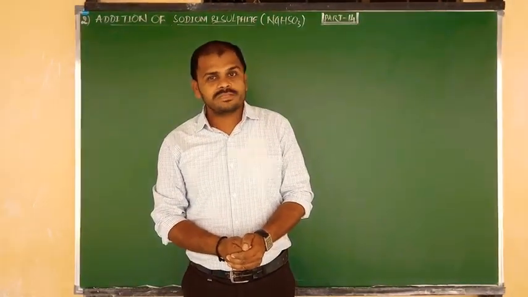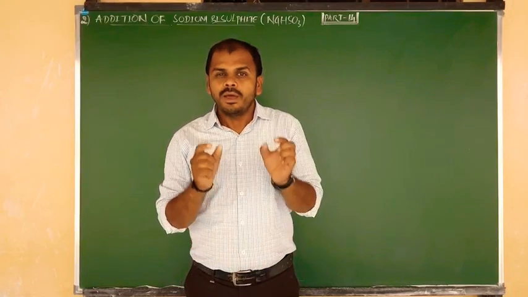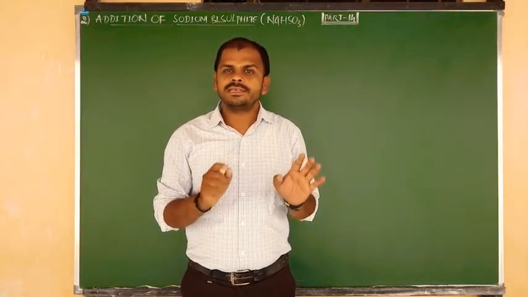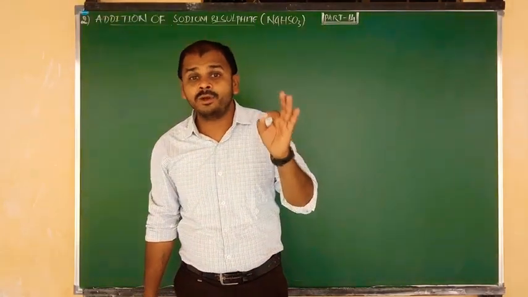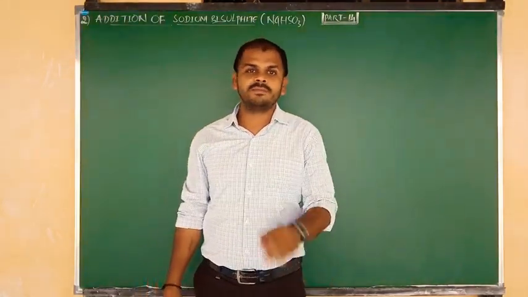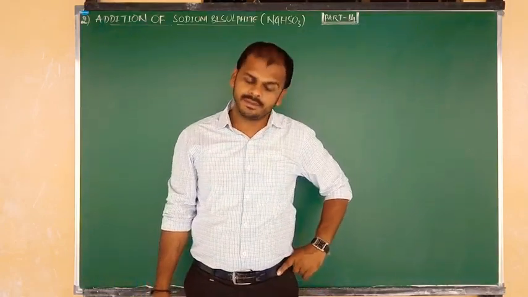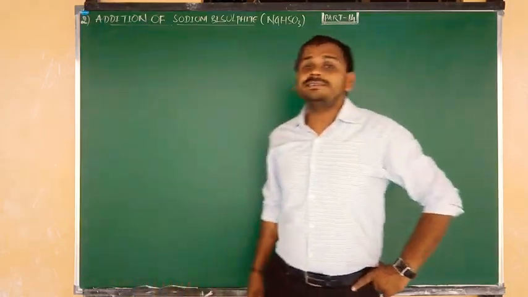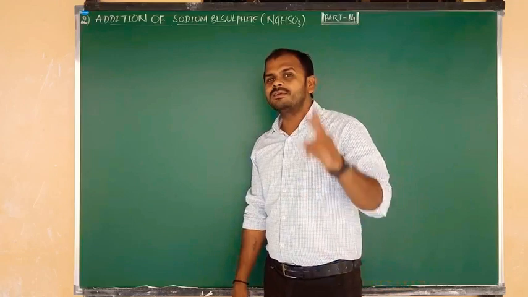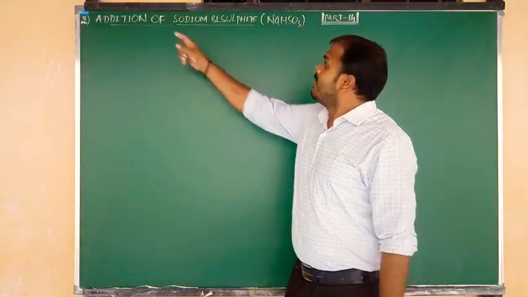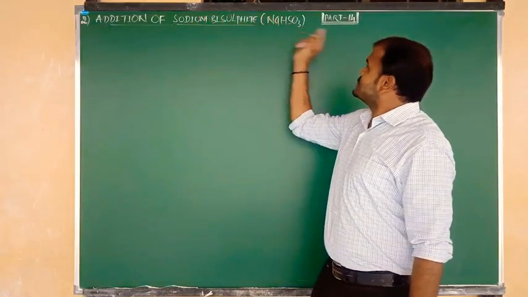In the last class we have seen the addition of HCN to aldehydes and ketones. In that case the product is cyanohydrins. Along with the mechanism we have seen in the last class, very important. Now in this class I am going to discuss the second example of nucleophilic addition, that is addition of NaHSO3.